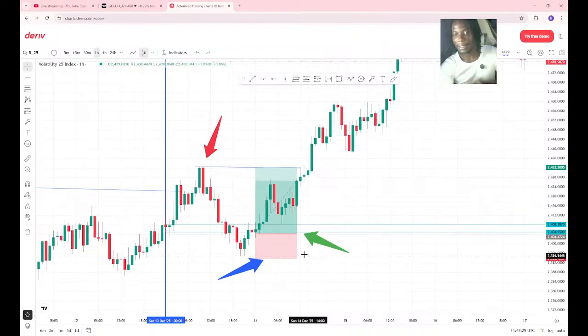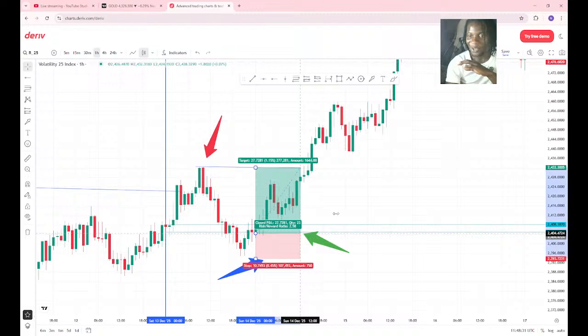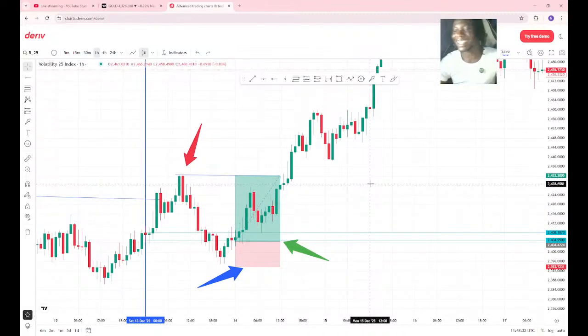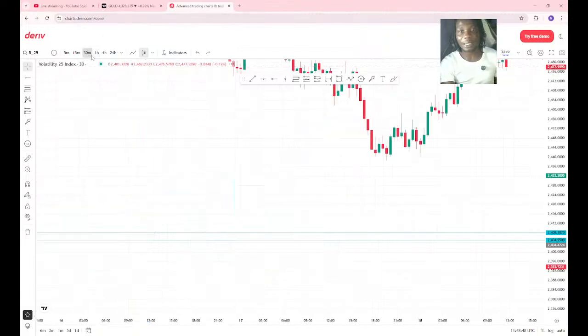So guys, how simple is that? Simple strategy, right? The way I just clicked, bam, we have gotten what we are looking for. And funny enough, this is the 1 hour time frame. You can as well go down to the 30 minutes.